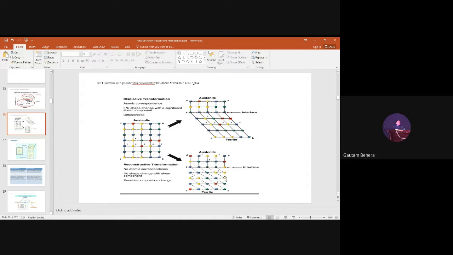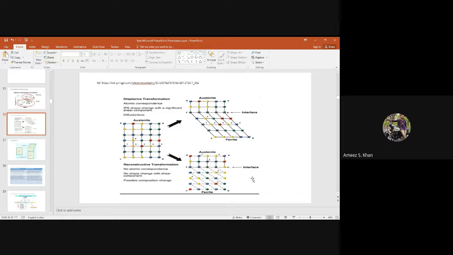But what about this one? Position changes. Position change means what exactly is happening? The position will change. The rearrangement of atoms. Yes, atoms will rearrange. How will they rearrange? Unless they break the bond, rearrangement will not be possible.